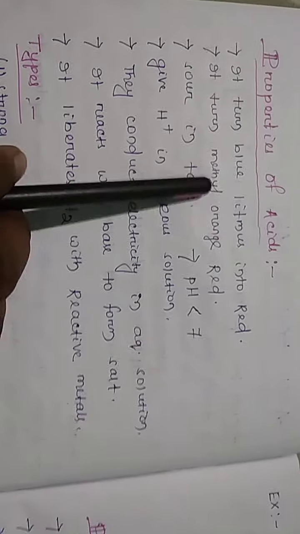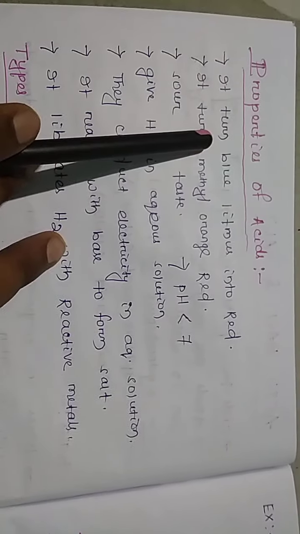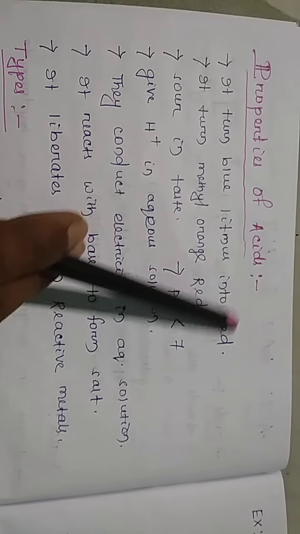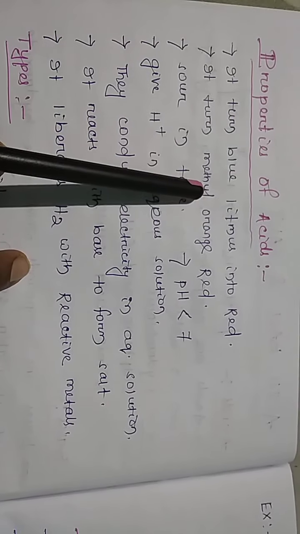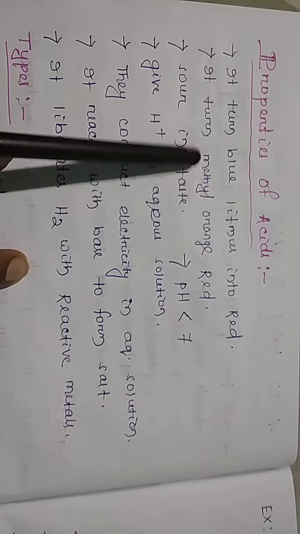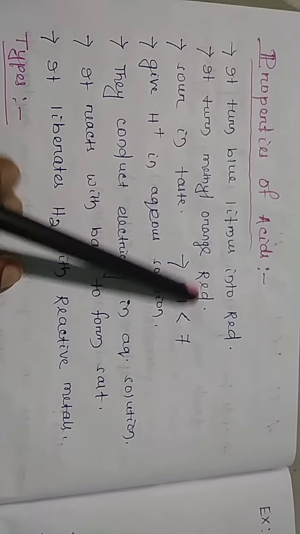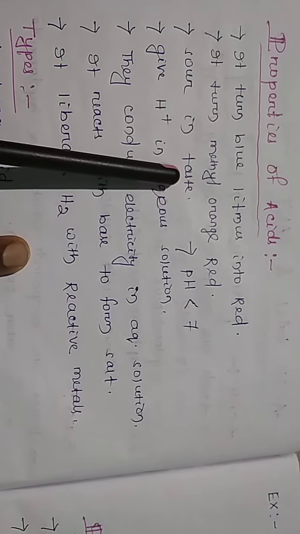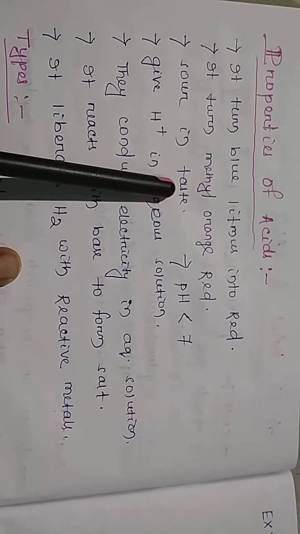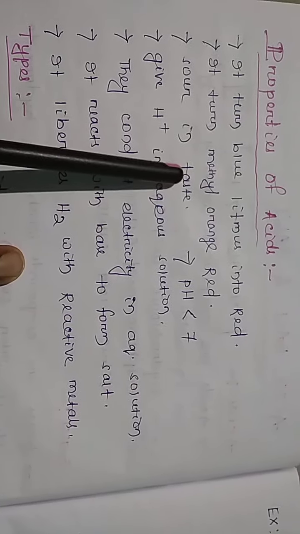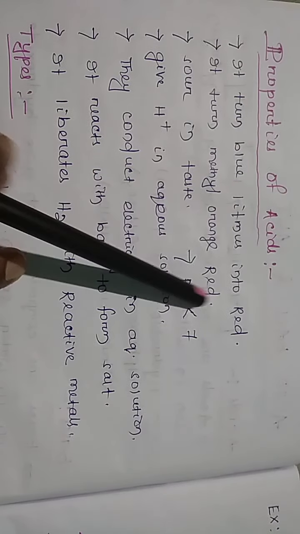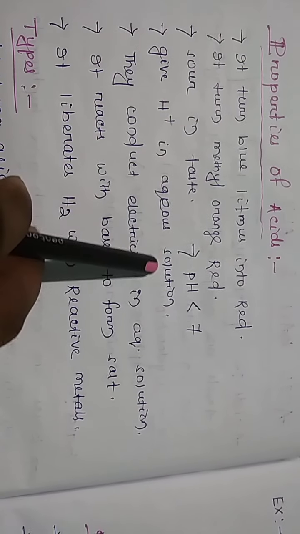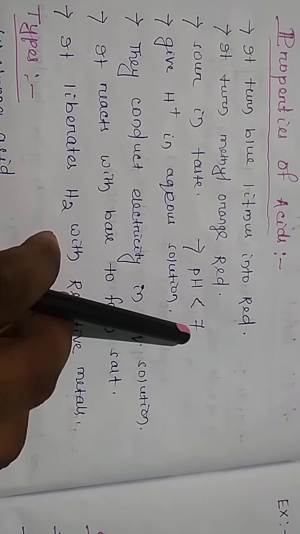Okay, we have to discuss what are the properties of acid. When an acid comes in contact with blue litmus, then it turns red. Like that, when an acid comes in contact with methyl orange, it will turn red in color. Okay, if we taste something and that compound is sour in taste, then we should consider that compound comes under an acid. Okay, and when we measure the pH value of an acid, that value will be less than 7.